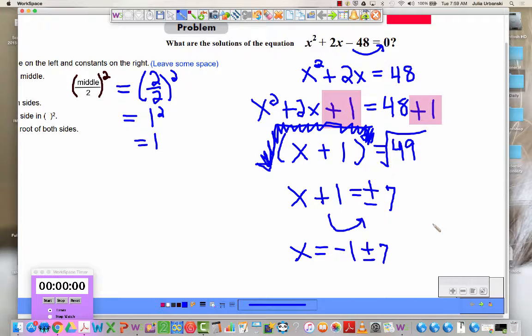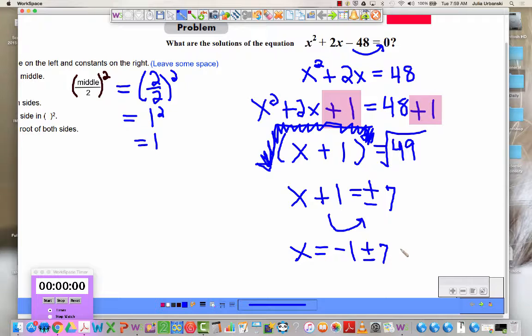Here's one that I think will help you. How did you get the plus 1 on the right side? It makes it 49. Because see this? We did just like yesterday, where we took half the middle number and we got 1, and then we squared it, we got 1. We would just add it in yesterday. There was no equal sign. But today there's an equal sign, so whatever you do on the left, you have to do on the right to put it back.